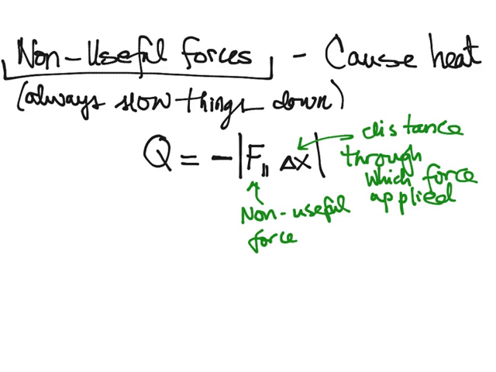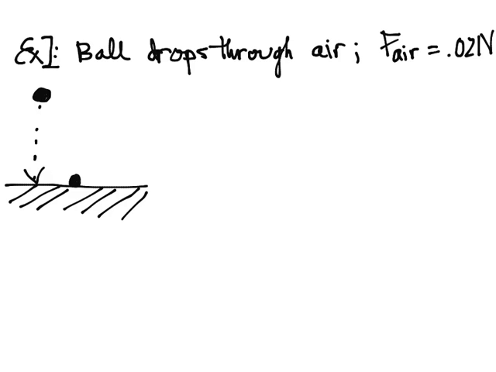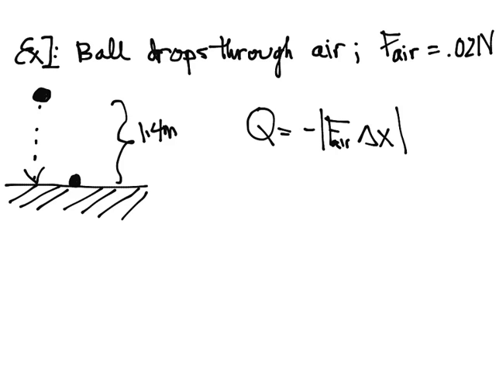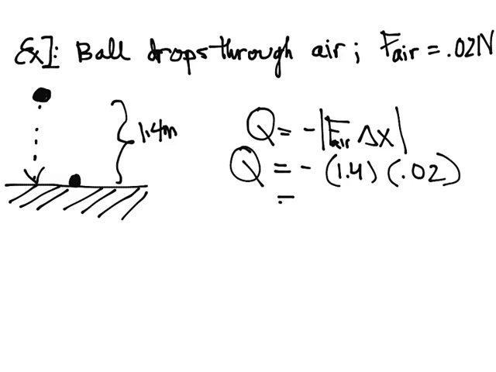Okay, so I'm going to give you a couple examples. My first example is that a ball drops through air. We say F air is, in this case, the force of the air is 0.02 newtons, and the ball drops a height of 1.4 meters. If I wanted to calculate the heat, I would use Q equals negative F air times delta X. And in this situation, the heat would be equal to negative 1.4 times 0.02, which could get me negative 0.028 joules. Okay, so that's my first example.